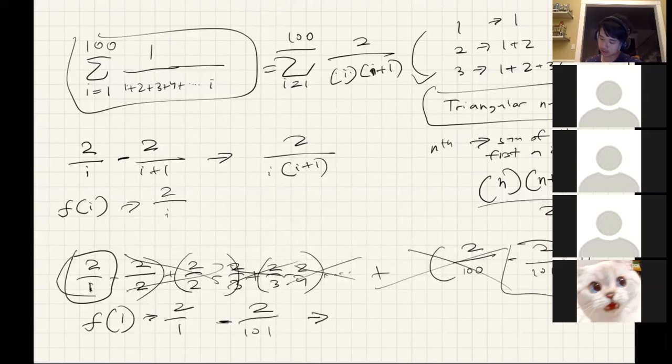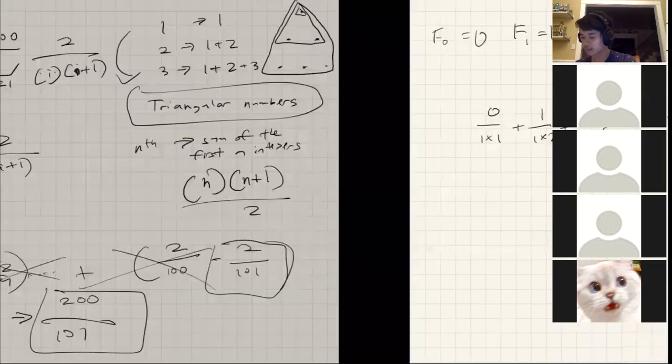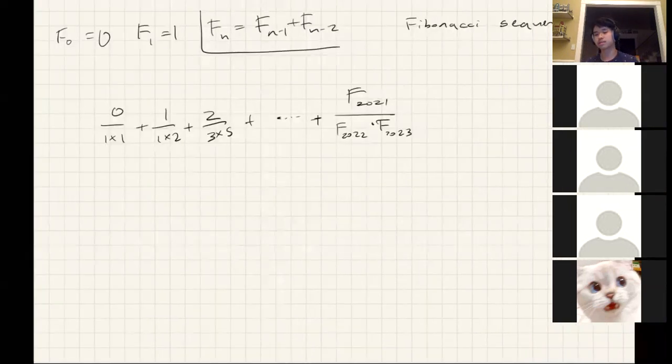And if you do a little arithmetic, hopefully I don't get this wrong, you should get 200 over 101. Correct me if I'm being stupid again. Anyways, on to the next example.